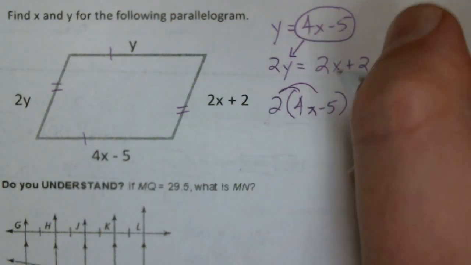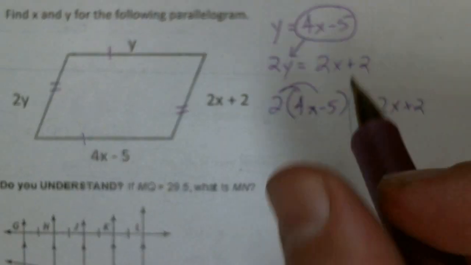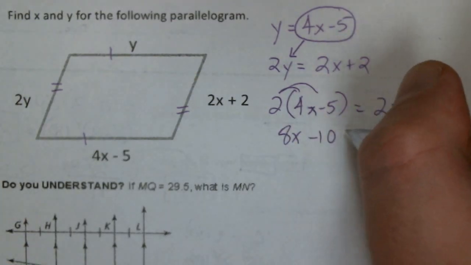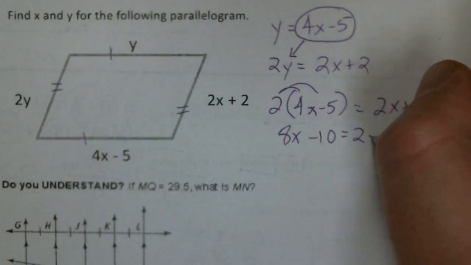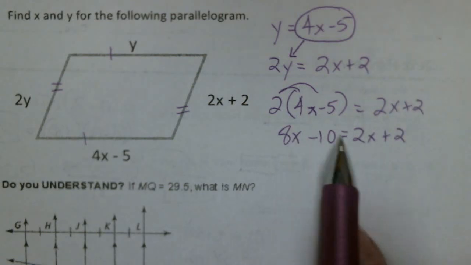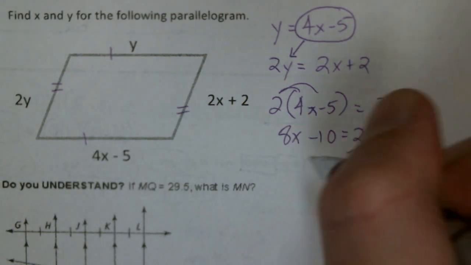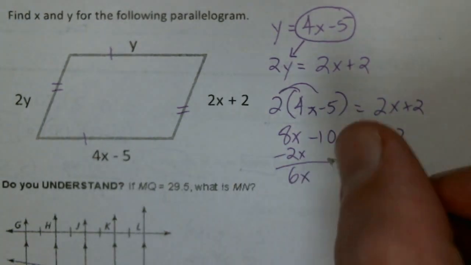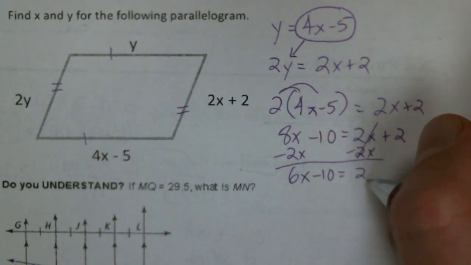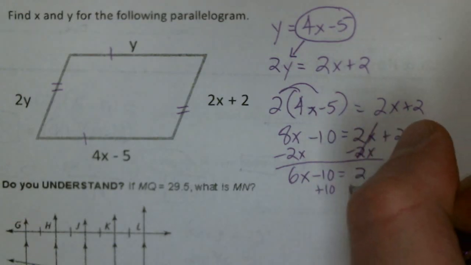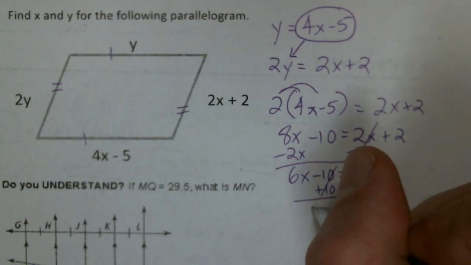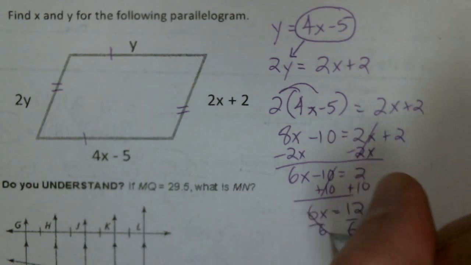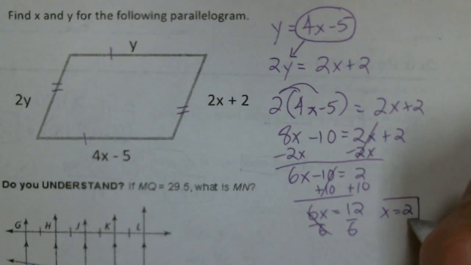Okay, I'm going to use the distributive property here. 2 times 4x is 8x. 2 times negative 5 is negative 10. That's going to be equal to 2x plus 2. I want a positive variable, so let's move the 2x to the other side, so that will leave me with a positive 6x over here. Minus 10 equals 2. Let's move the 10 to the other side. I get 6x is equal to 12. Divide both sides by 6. And I get x is equal to 2.